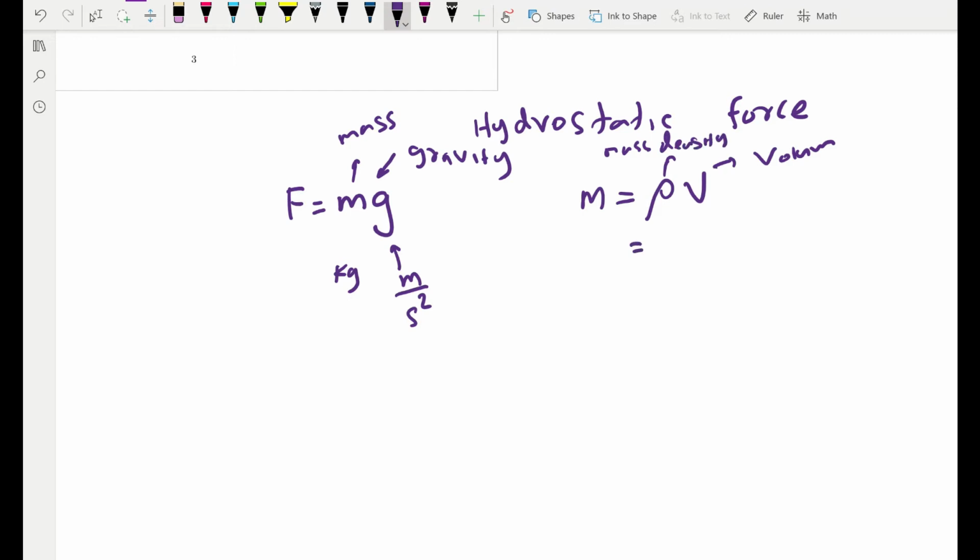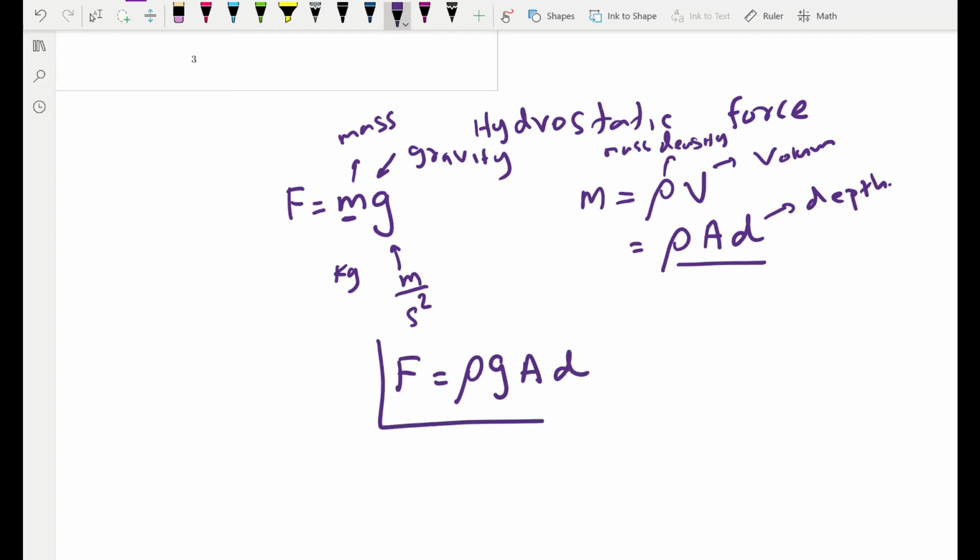Furthermore, for a simple object, volume is the area of the cross-section times the depth, or the height. So D is the depth and A is the area of the cross-section. When we substitute rho A D for m, we can write force is equal to rho G A D. Okay, so that's force.